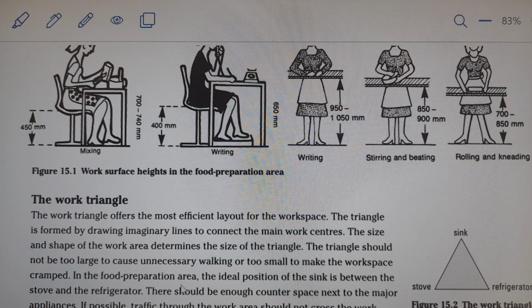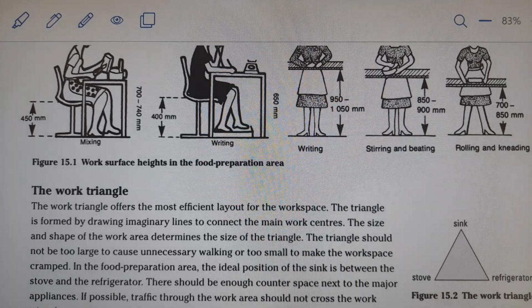In the food preparation area, the ideal position of the sink is between the stove and the refrigerator. So it's the sink, then the stove, then the refrigerator. There should be enough counter space next to the major appliances. If possible, traffic through the work area should not cross the work triangle.